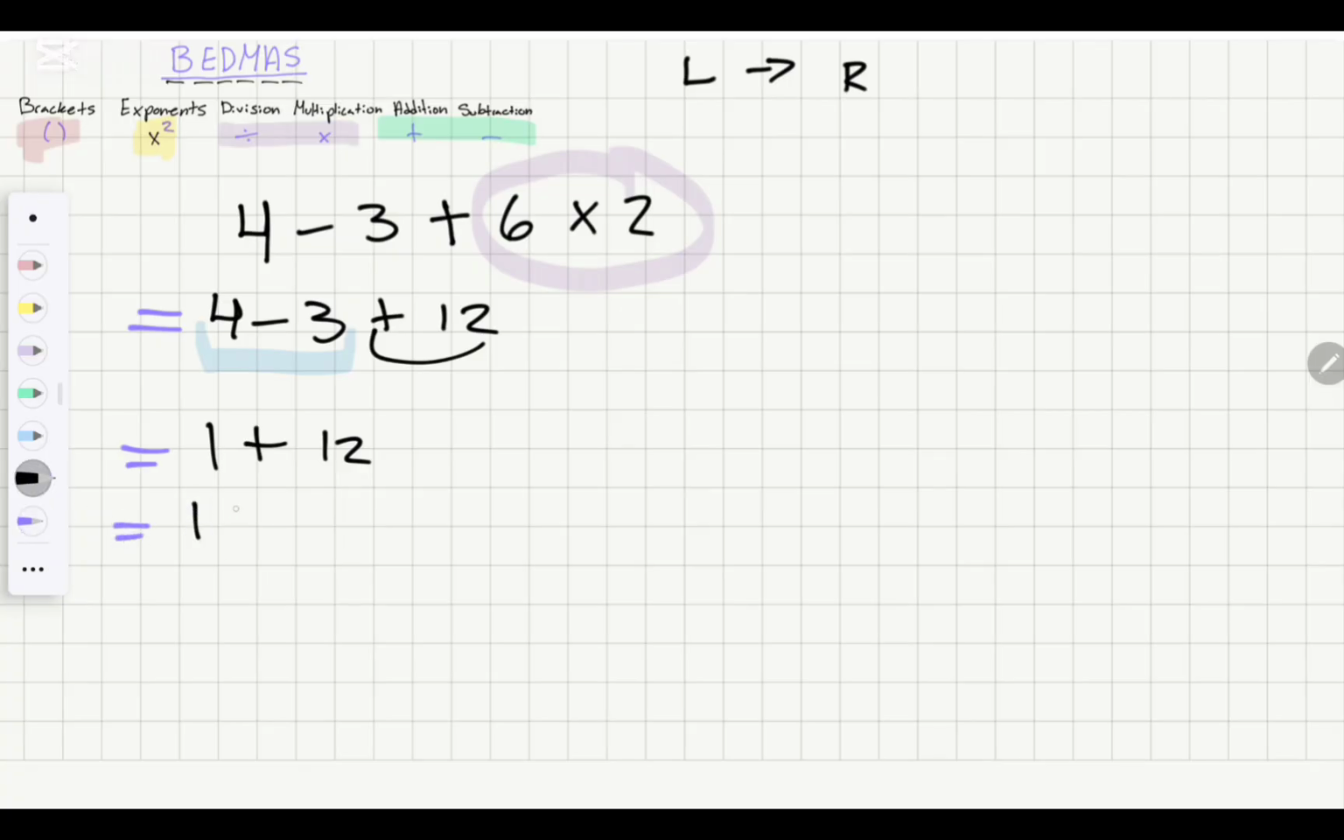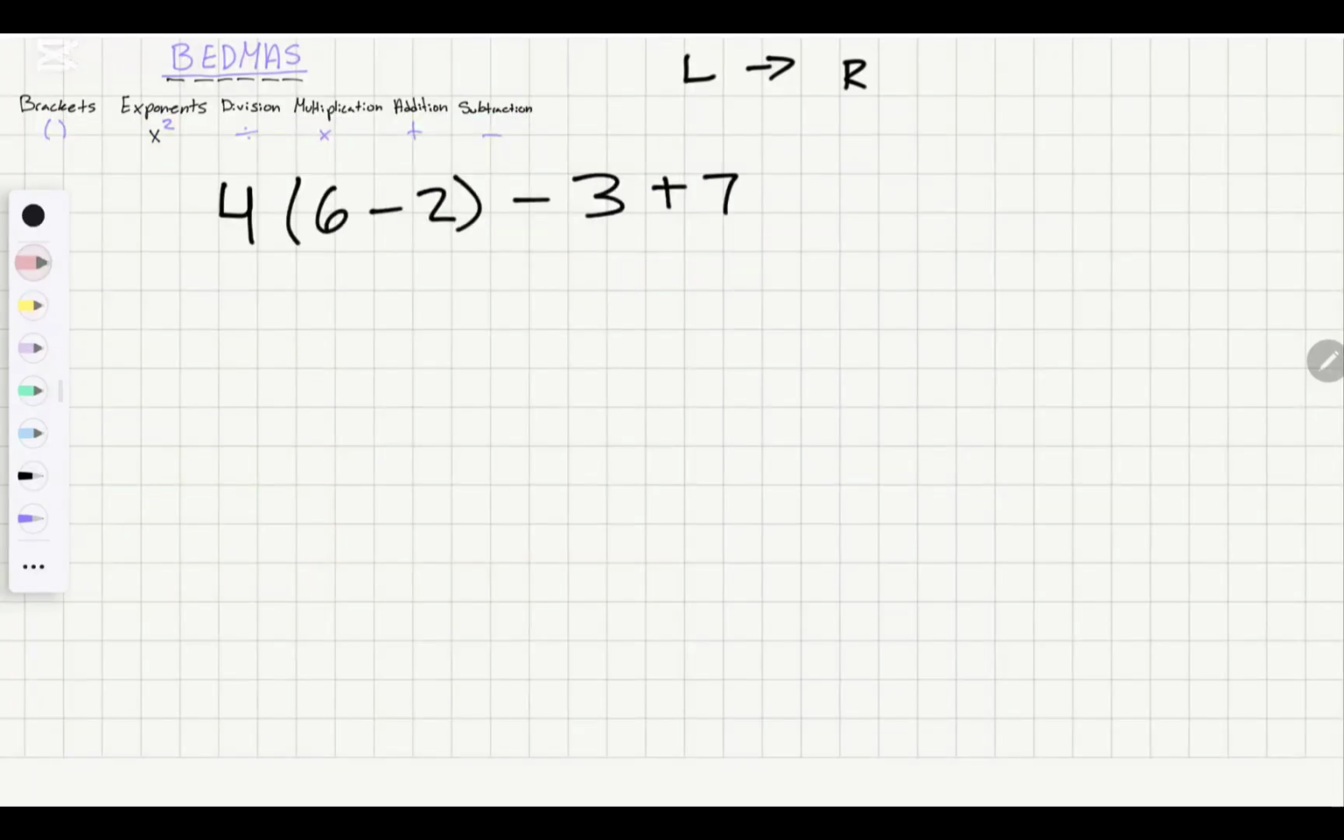1 plus 12 is 13. So I know that my answer is 13. Alright, let's try this next equation. I'm just going to keep doing equations that are going to increase in difficulty so that we can see how BEDMAS applies to each one.